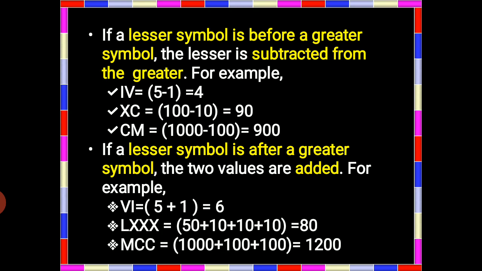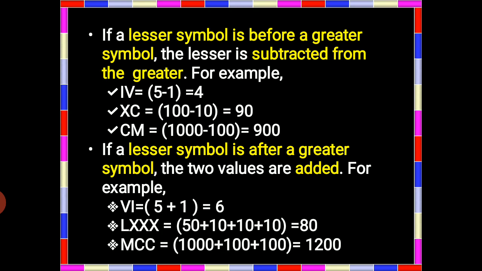Next example is XC. Now X represents 10 and C represents 100. Here the lesser value is before the greater value, so we will subtract. 100 minus 10 is 90. So XC represents 90. Next is CM. Now C represents 100 and M represents 1000. Here also the lesser is before the greater one, so we will do subtraction. 1000 minus 100 is equal to 900.